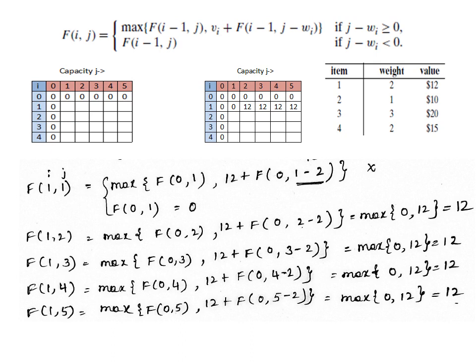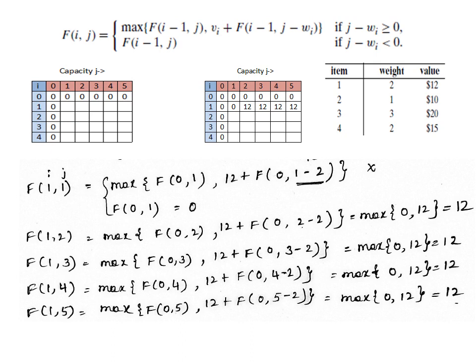So 2 minus 2 is equal to 0. So the maximum of f of 0, 2. What is f of 0, 2? It is 0. Then f of 0, 0 is also 0. So 12 plus 0 is 12. So among the maximum of 0 and 12, the maximum is 12. So f of 1, 2 is equal to 12.